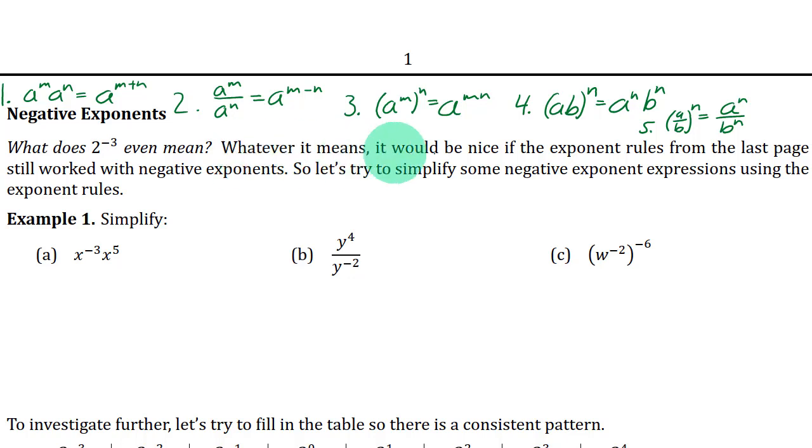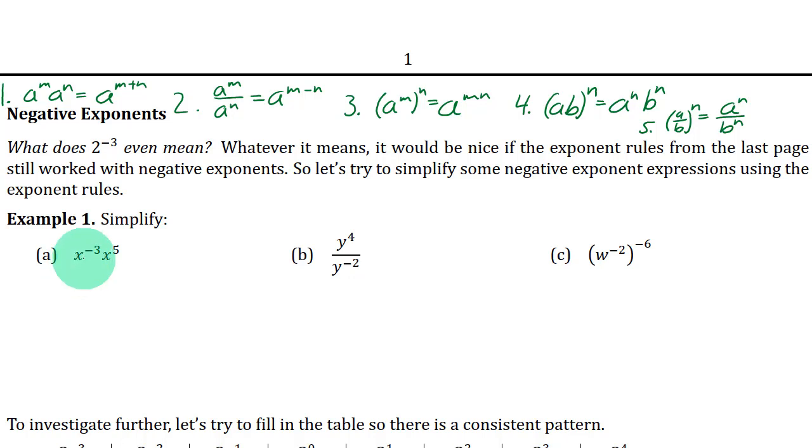So whatever it means, it would be nice if the exponent rules from the last page still worked with negative exponents. Because we're going to make this mean something, but we want to make it so these exponent rules still work, even when the m and the n here could be negative numbers. So let's see what happens with these examples, trying to just use the exponent rules. Even though you can't write x to the negative 3 as repeated multiplication, like x times itself negative 3 times, we can still use one of these rules.